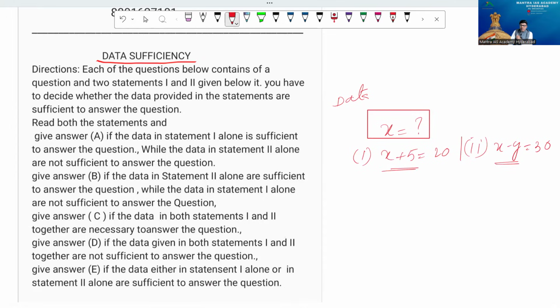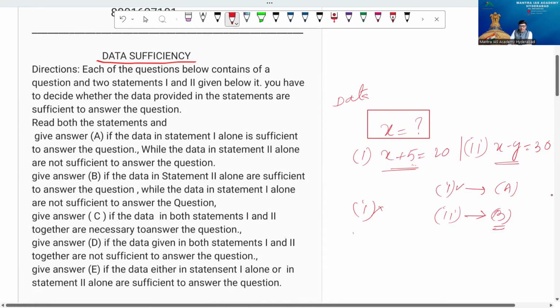If you get the answer by using the first statement only, not both, you have to mark the answer as A. If you don't get the answer from the first statement, then we go to the second statement, and if you get the answer by using the second statement individually, you have to mark the answer as B.